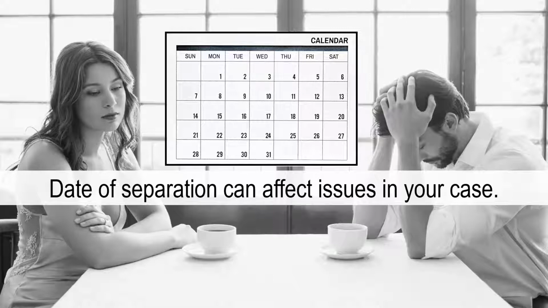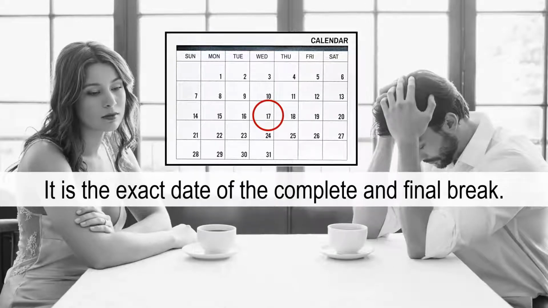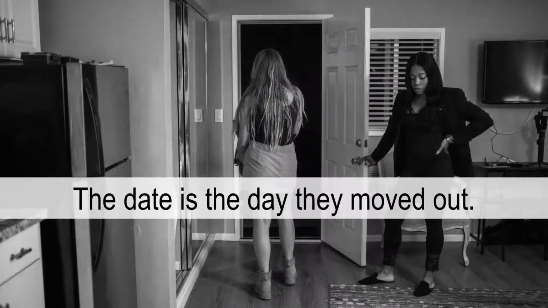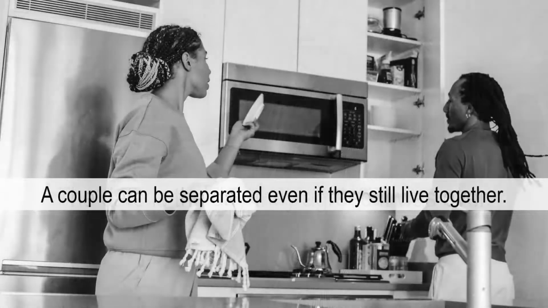The date of separation is the exact date when there was a complete and final break in your relationship. That means you or your spouse told the other person that they wanted to end the relationship and acted in a way that shows they wanted to end it. For some people, the date of separation is the day they moved out. For others, it's the day they agreed that their marriage was over and they made plans to separate. Although the act of moving out and living separately may be the easiest way to determine the date of separation, a couple can be separated even if they still live together.